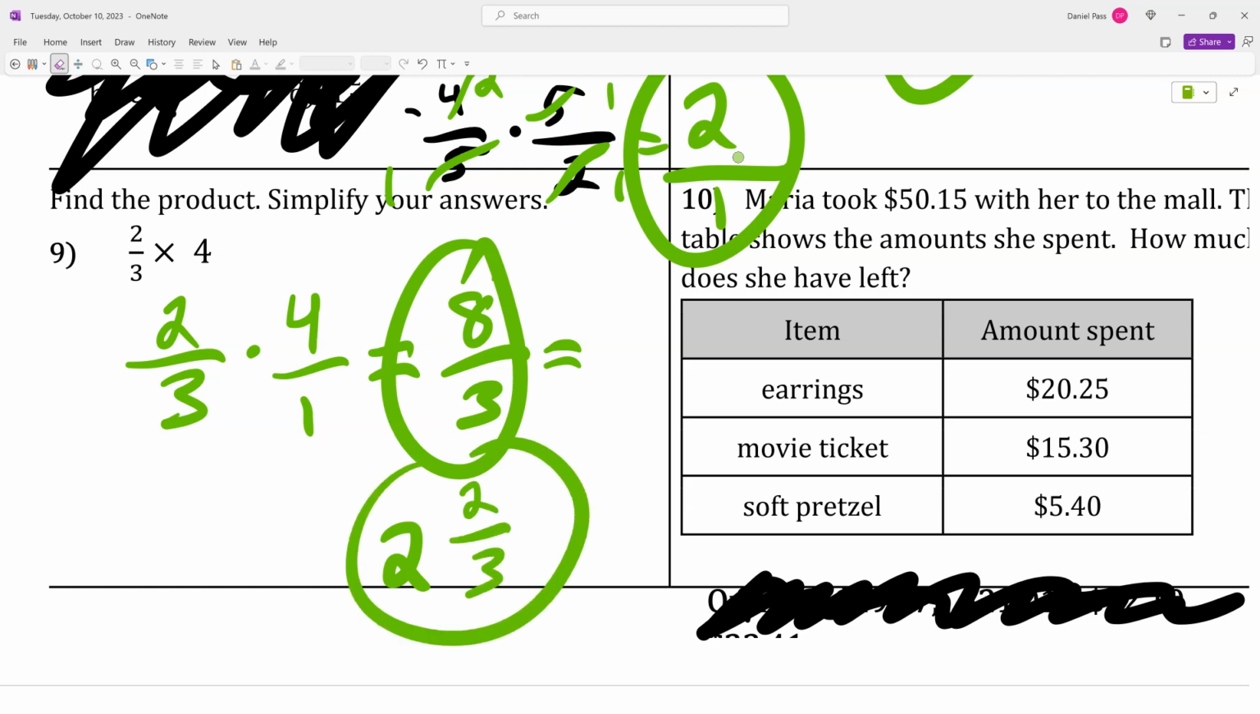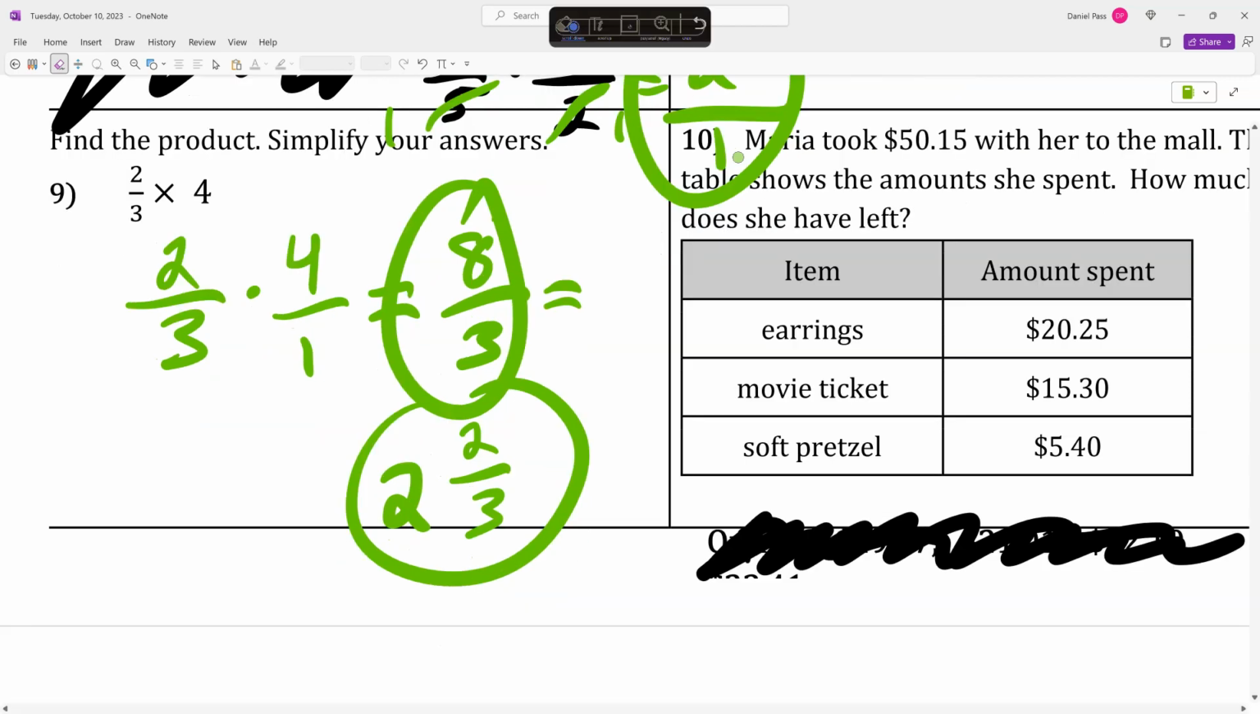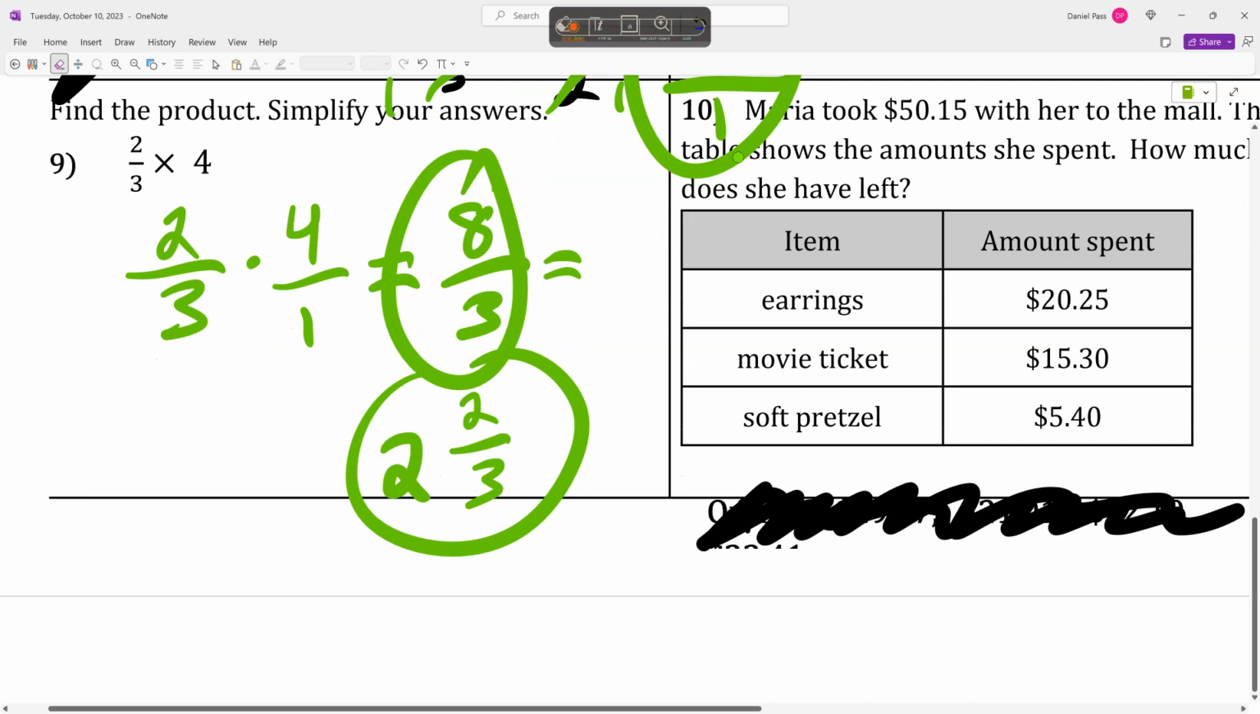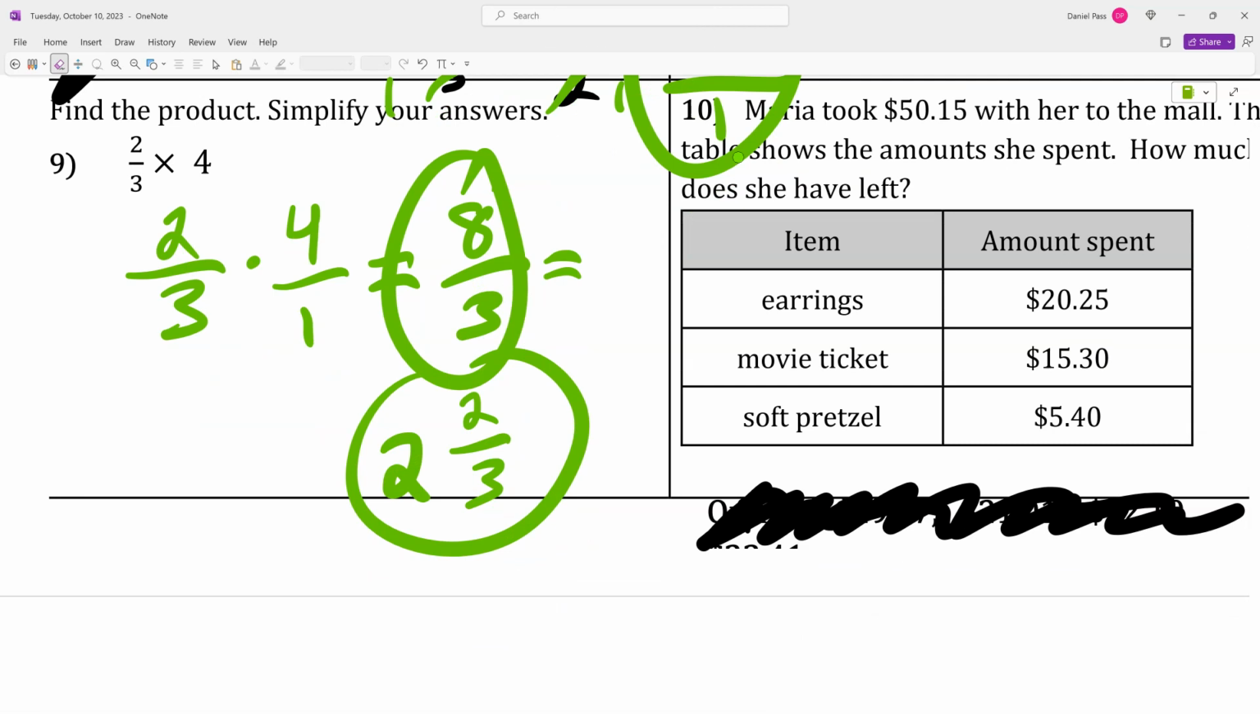All right, let's do the last one. Bell's going to ring, but we still can do the last one and put it on YouTube. Don't pack up early. I want to see your exit ticket, writing all this down.